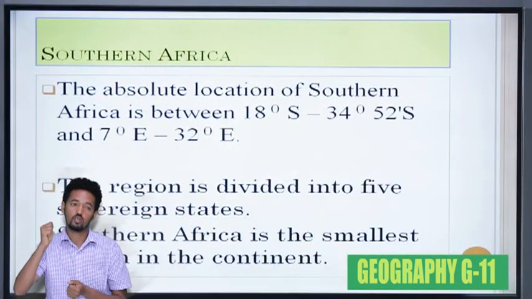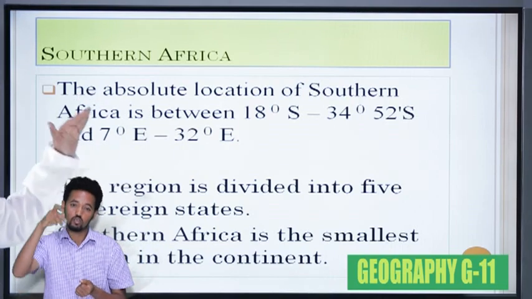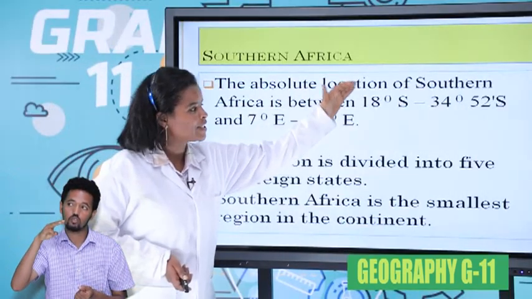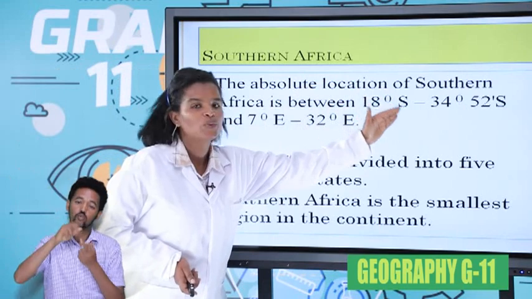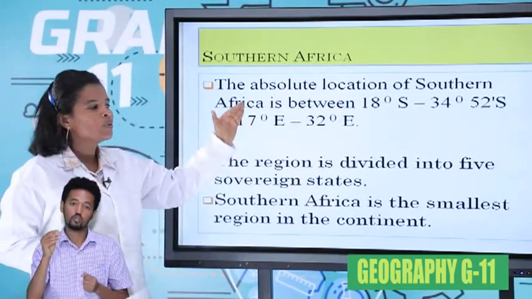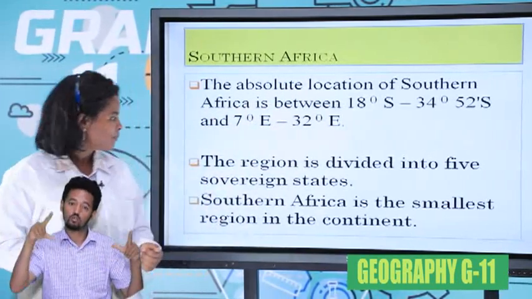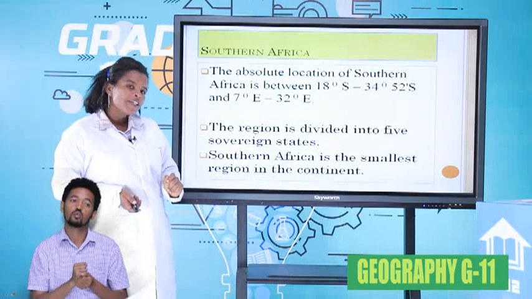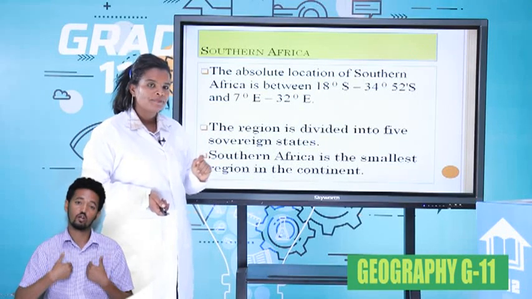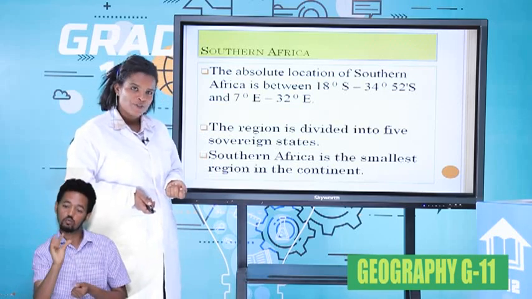The last region is Southern Africa. The absolute location of Southern Africa is between 80 degrees south up to 34 degrees 25 minutes south latitude and 7 degrees east to 32 degrees east longitude. The region is divided into 5 sovereign states, and this region is the smallest region.